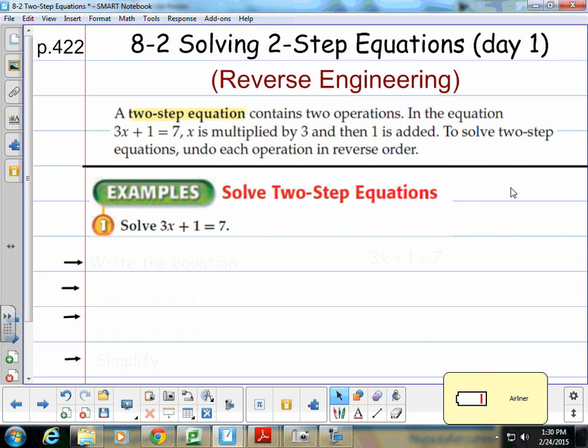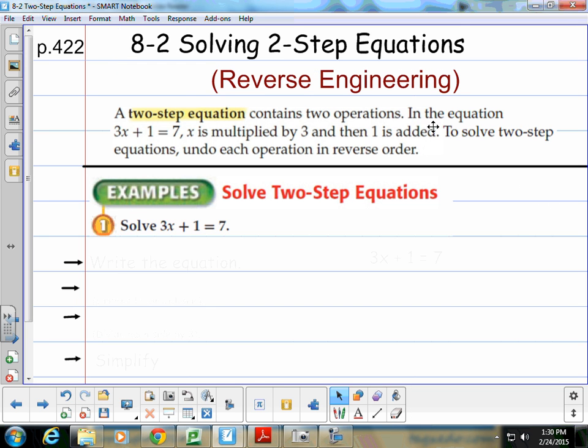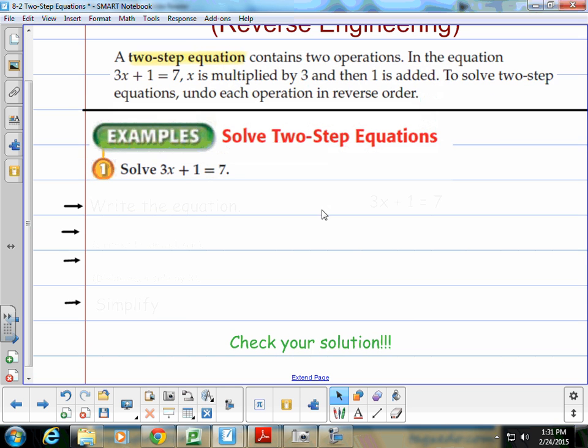But solving two-step equations, again, we're doing it in one day today. You can call this reverse engineering. A two-step equation contains two operations. In the equation 3x plus 1 equals 7, x is actually multiplied by 3, and then 1 is added to it to get to 7. So say x would be a number of cans of dog food, 3 cans of dog food for x amount of cost, plus $1 equals 7 or something. To solve this, you undo each operation in the reverse order. So if the last thing you did was add 1, the first thing you're going to undo is subtracting 1.